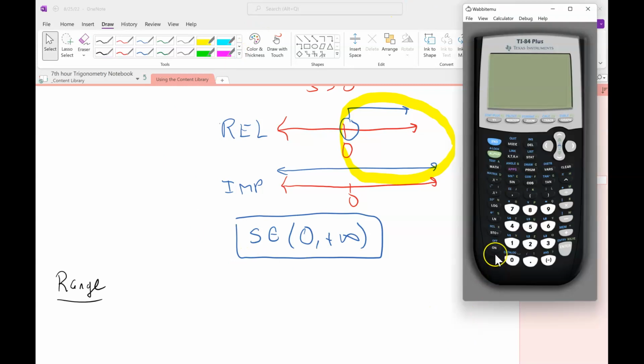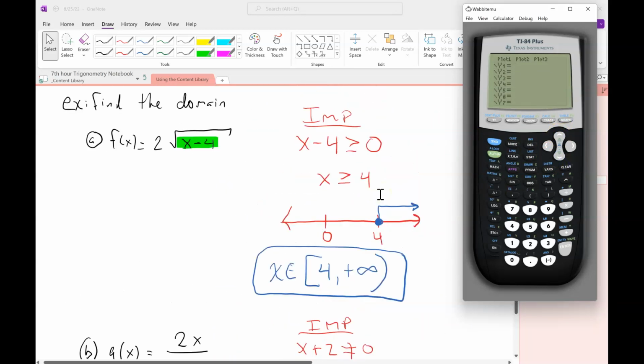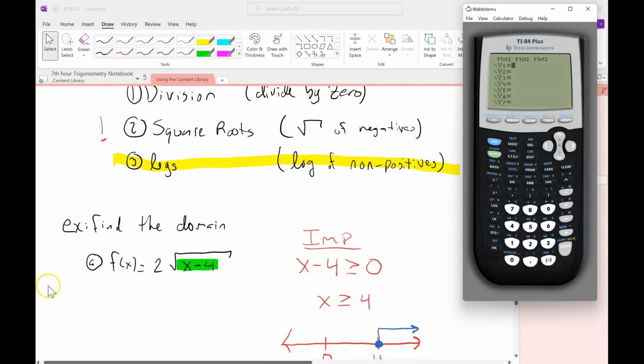So if I'm looking for the range, I would start by using the result from our domain, and then I'm going to also use my calculator. Everybody's okay with that plan? So I'm going to go find the range now for each of these three examples. Sound good? So I'm going to use my answer from the domain part along with my calculator.